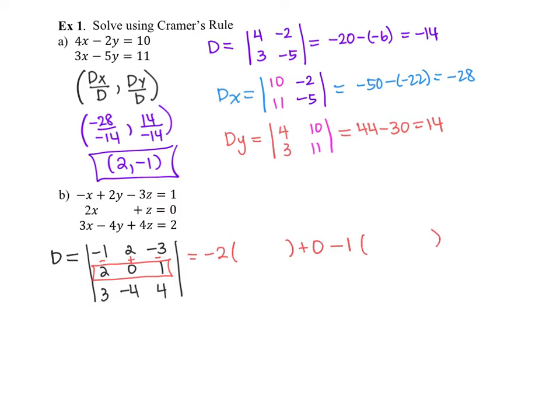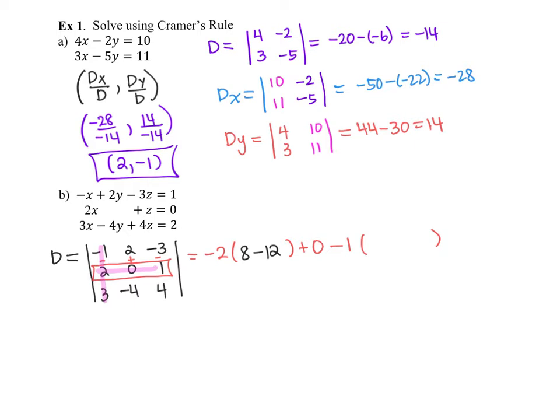Okay, so let me calculate the minor. At the 2, if I ignore the row and the column, then I'm left with 8 minus 12.